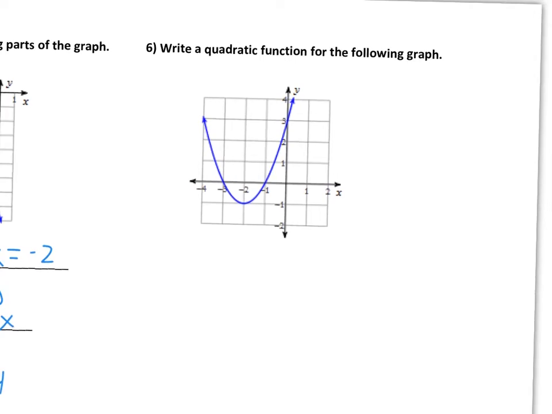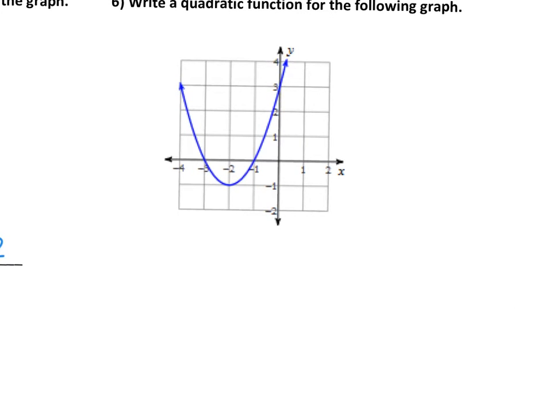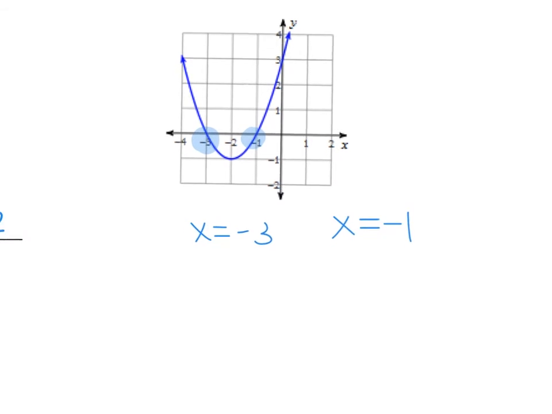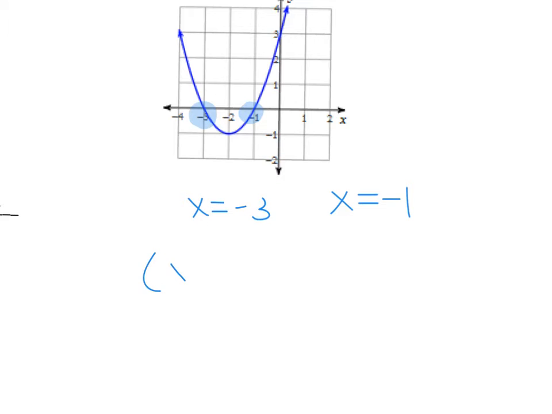Okay, this one, write an equation. Okay, so again, take your 2 answers. Where is it crossing at? So it's crossing right here and right here. Okay, so I know that x is supposed to equal negative 3. And I know x equals negative 1. Now, to get those answers, your factors had to be x plus 3 and x plus 1.